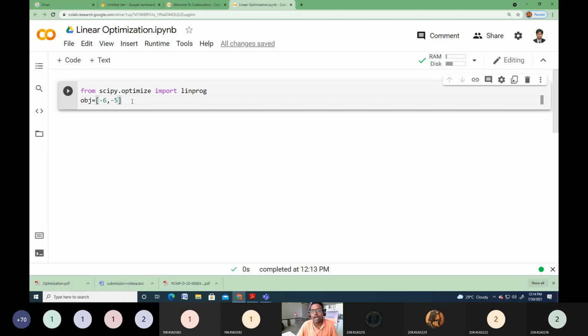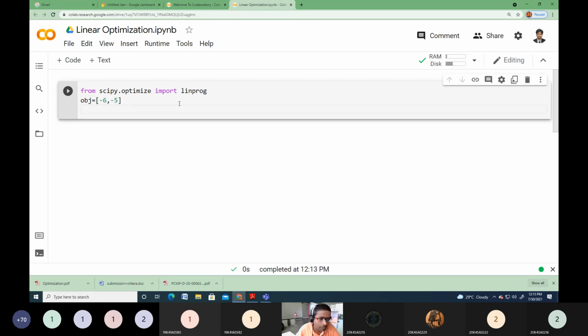So you already have an objective function matrix. You have to hold that matrix in some variable called obj. You can use any variable name, whatever you like. So obj is a variable which holds the objective function coefficients matrix. After that, we have two other matrices: one is the coefficient matrix of your inequality constraints, and another is the constants of your inequality constraints.